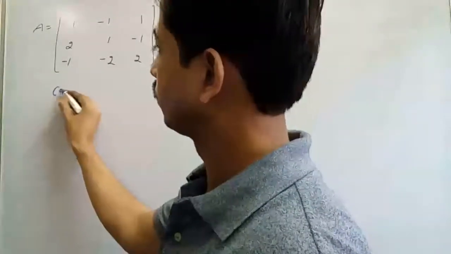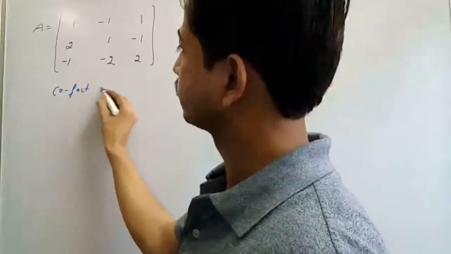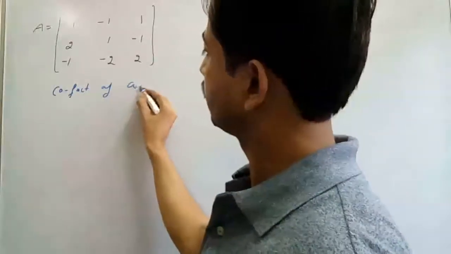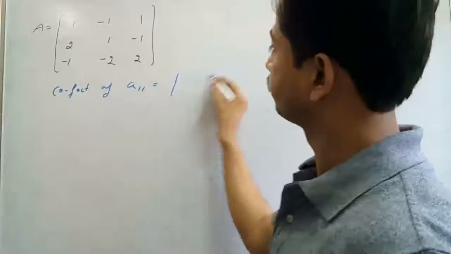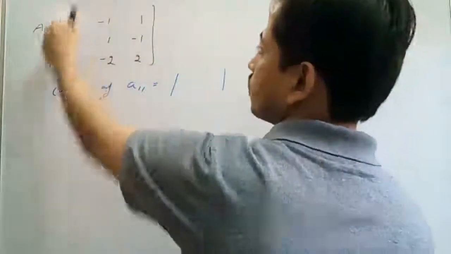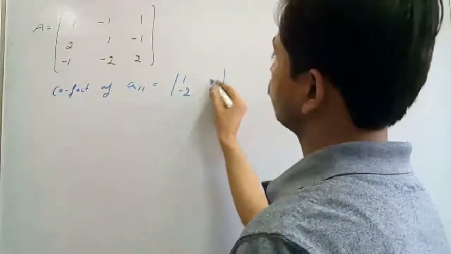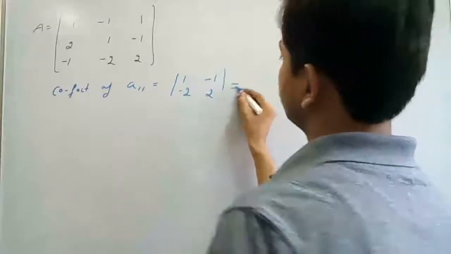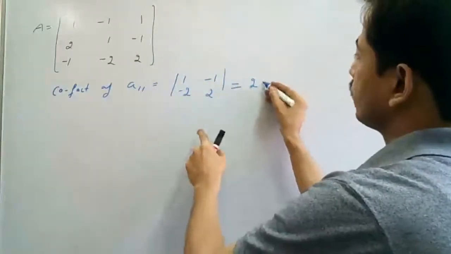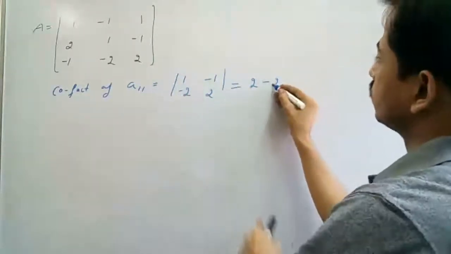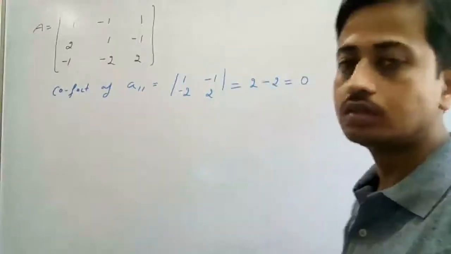Now cofactors of A11 is what? Remove first row, first column, we get 1, minus 2, minus 1 and 2. Solve this. 2 into 1, 2, minus 2 into minus 1, 2. So 2 minus 2, 0.